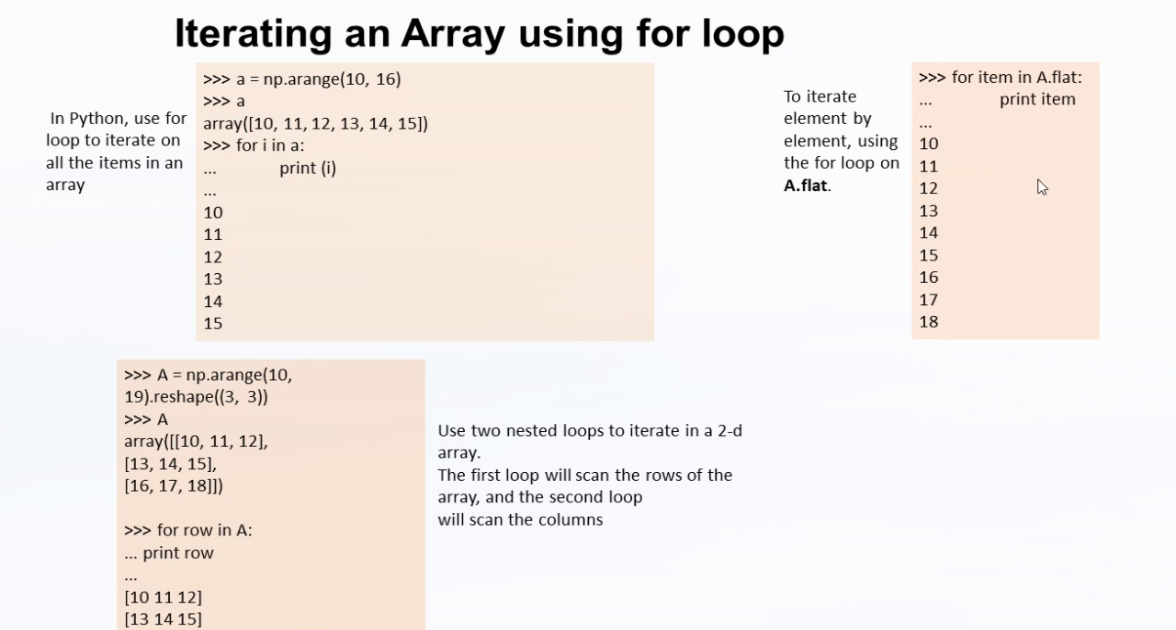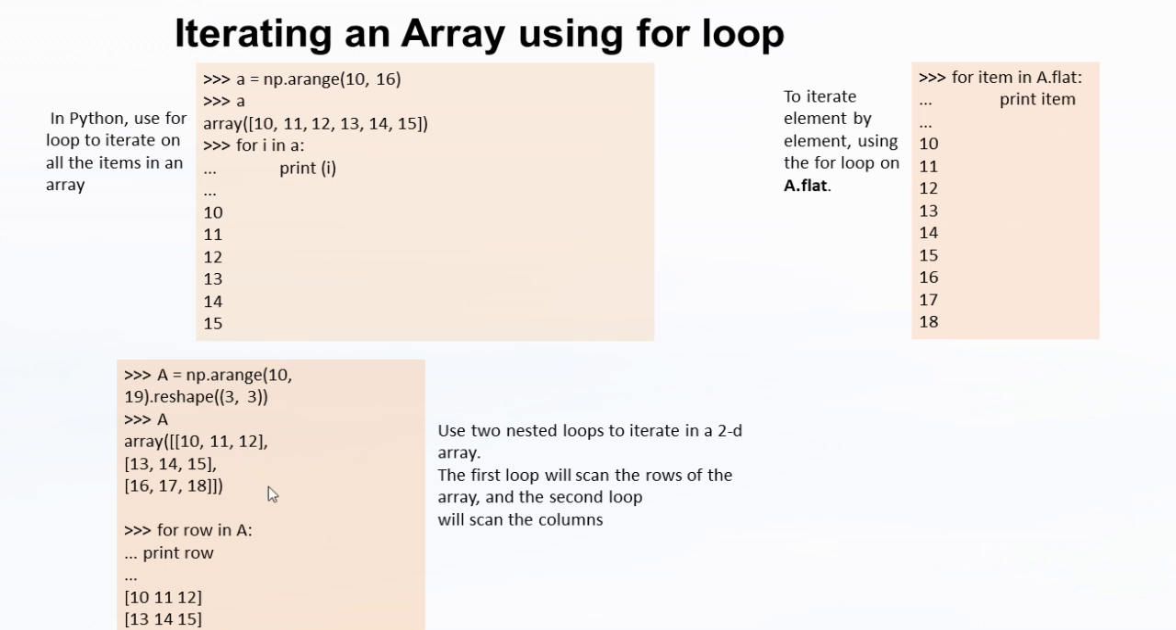Suppose I want to iterate element by element. The difference is, instead of saying a, use a method called flat. So a.flat. When you say a.flat, it accesses every element, iterating through the array element by element.